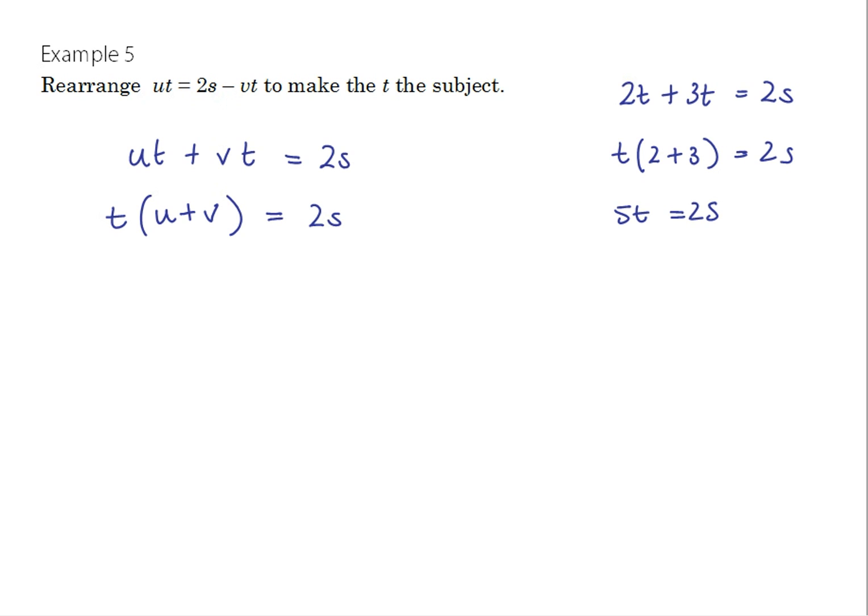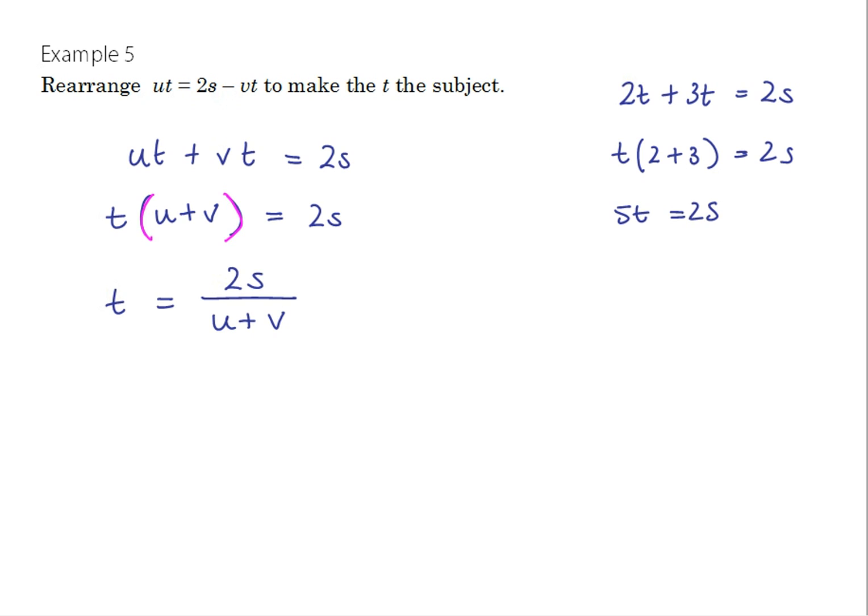Now we've got a very simple situation. We're trying to isolate t. t is being multiplied by this bracket, u plus v. So the opposite of multiplying by u plus v is to divide by u plus v. So we're going to divide both sides of this equation by u plus v. And we're done. We've made t the subject.